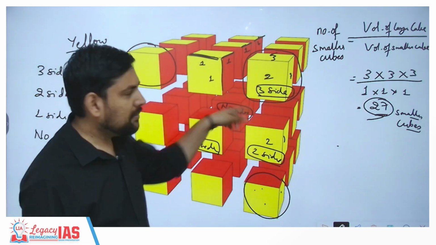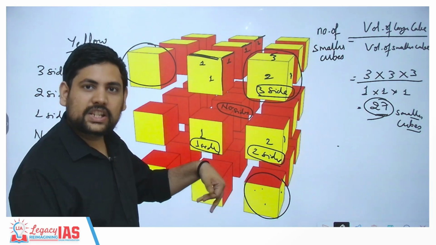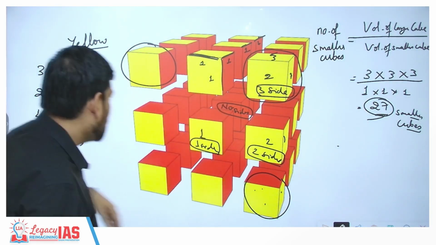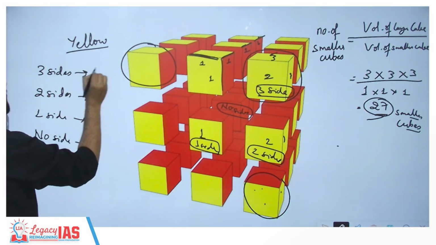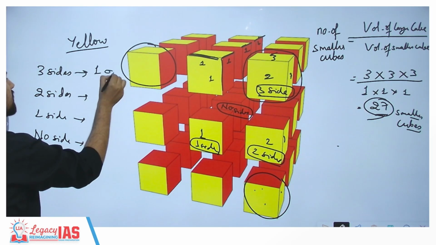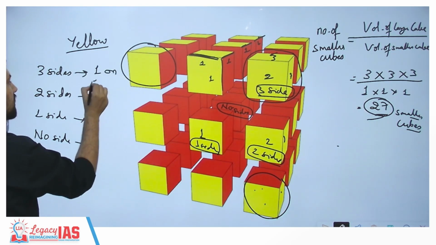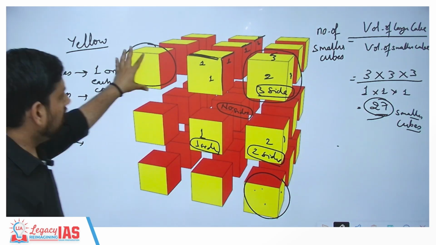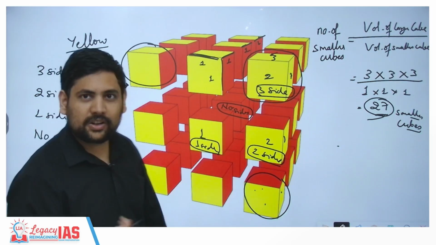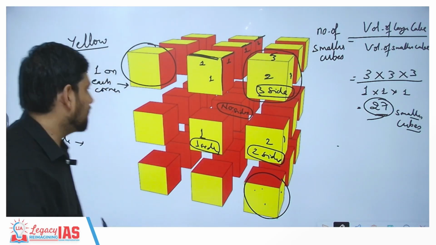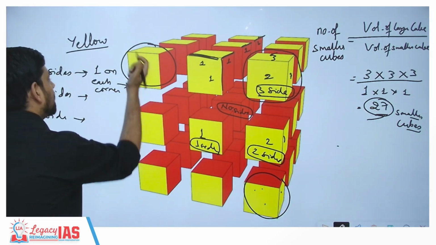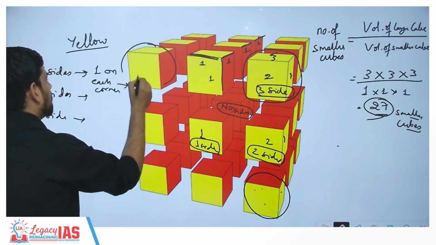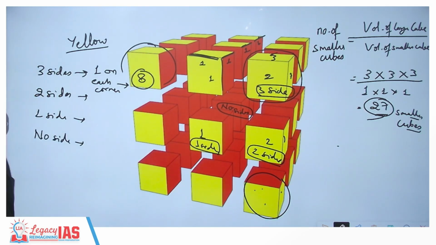Basically, can you see a pattern here? Which of these is three sides colored? You are getting three sides colored, one on each corner. One on each corner. How many corners do you have? You have 8 corners. So ultimately, you will have 8 such cubes which are colored on three sides.